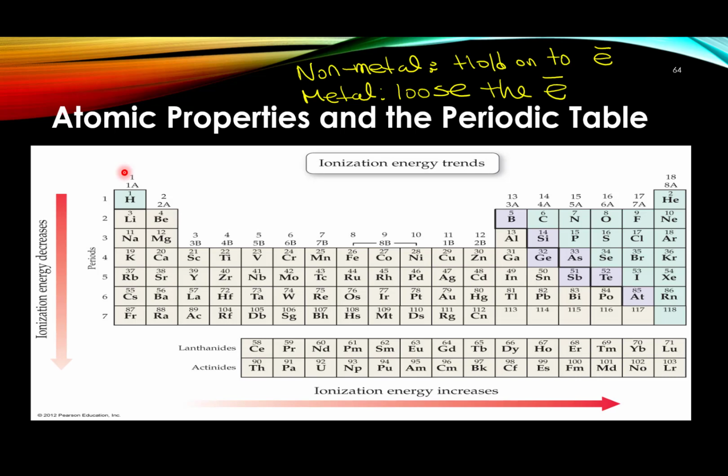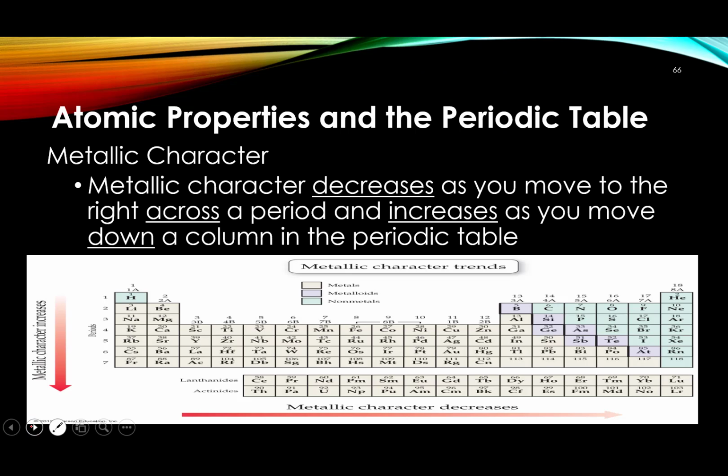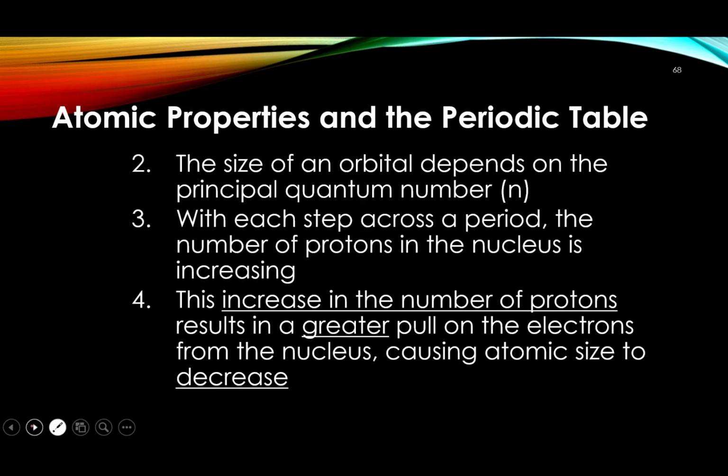Whereas as we move from top to bottom, the atomic size increases. Why? Because the principal energy level increases. Look, from 1 to 2 to 3 to 4, 5, and 7. That means we get further and further away from the nucleus, and that's why the size of the atom increases. That's the reason for atomic size.